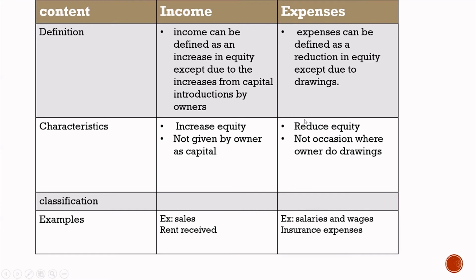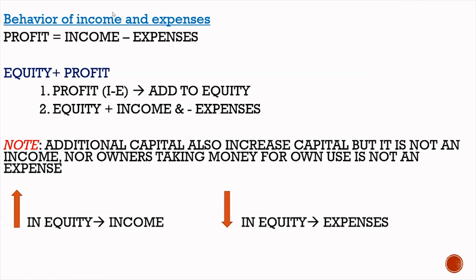So I hope you understood what these basic elements are about. Now I'm discussing how income and expenses have a relationship to the equity. So if we look at the behavior of income and expenses, when we deduct expenses from the income, the remaining amount is either the profit or the loss. If the income is more than the expenses, you will have a profit. If the expenses are more than the income, you will have a loss, right? So always this profit is a part of the equity. So you can realize that equity equals all the additions of the income and the deductions from the expenses.